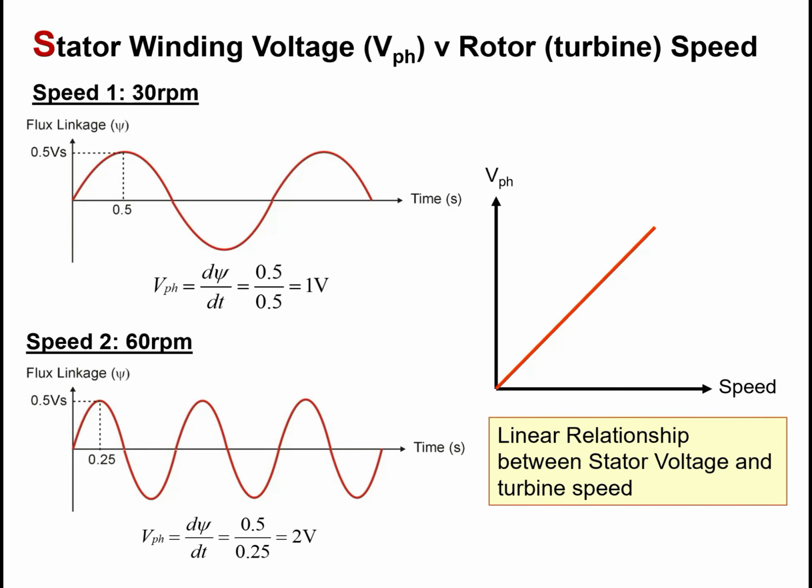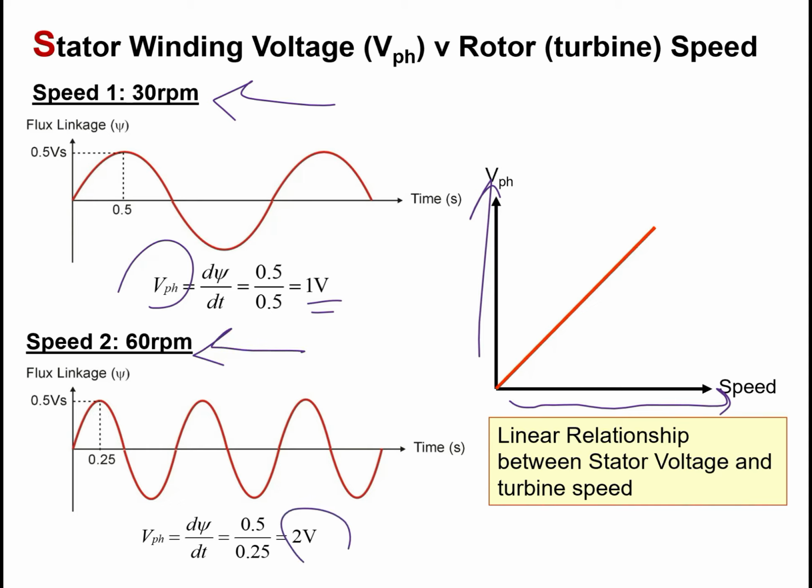In fact, the relationship between the phase voltage and the turbine speed can be considered a linear relationship. So as the speed increases, the phase voltage increases with it in a linear manner. So let's say that the speed is 30 RPM. In this case, the phase voltage can be measured as 1 volt. However, if the speed was doubled to 60 RPM, in this case, the phase voltage will also double.